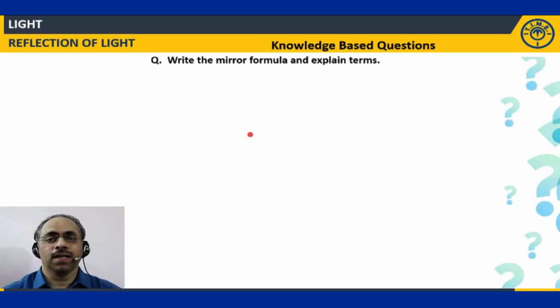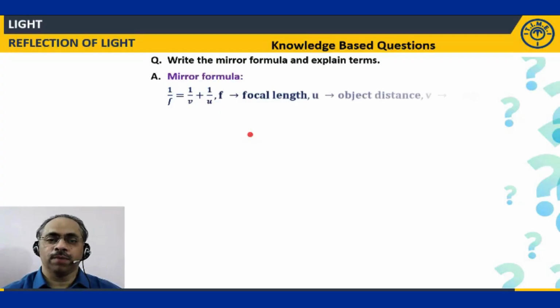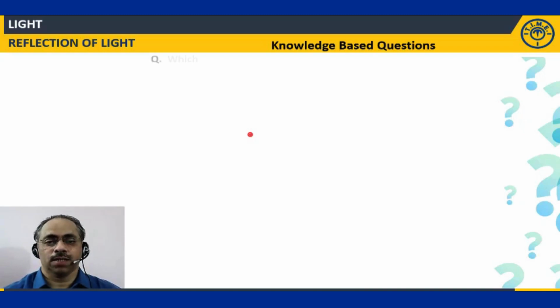Write the mirror formula and explain the terms. Simple. What is the mirror formula? 1 by f is equal to 1 by v plus 1 by u. f is the focal length, u is the object distance, and v is the image distance. Only 3 terms, that's it. Nothing to worry. Clear? Let us move on to the next question.